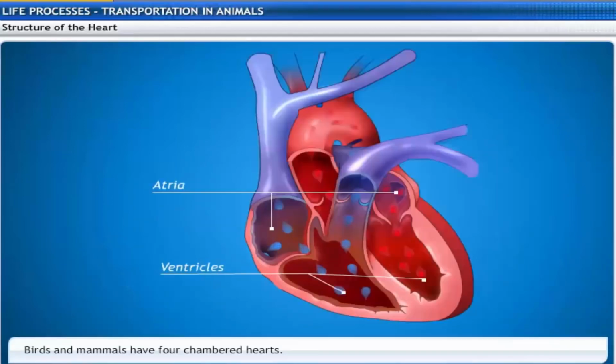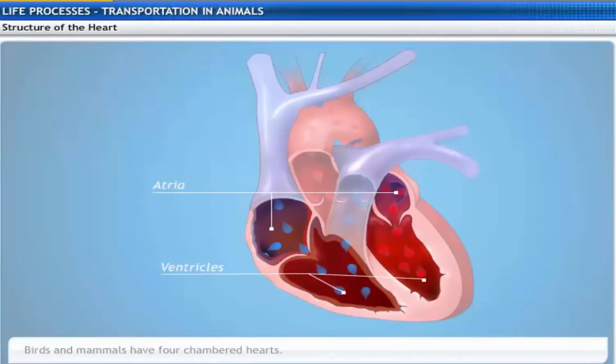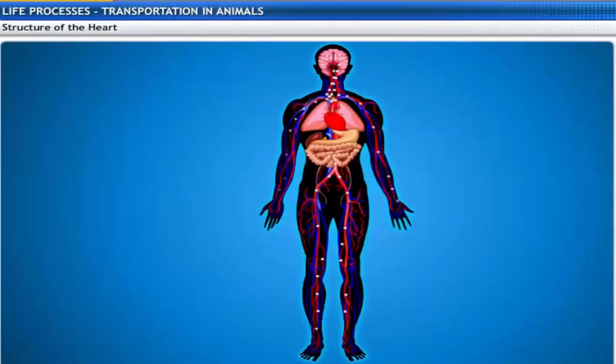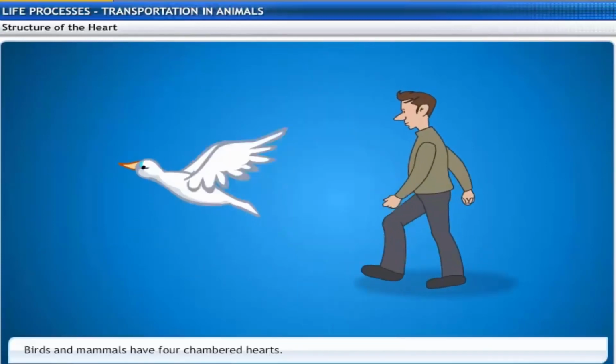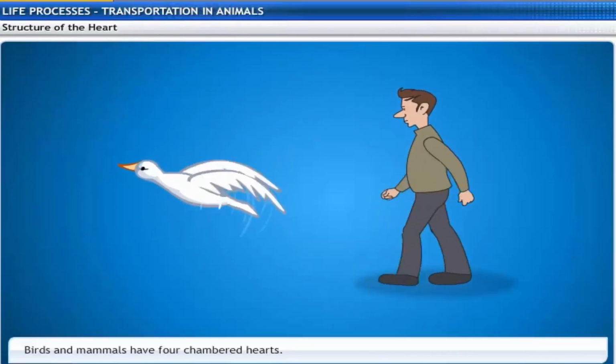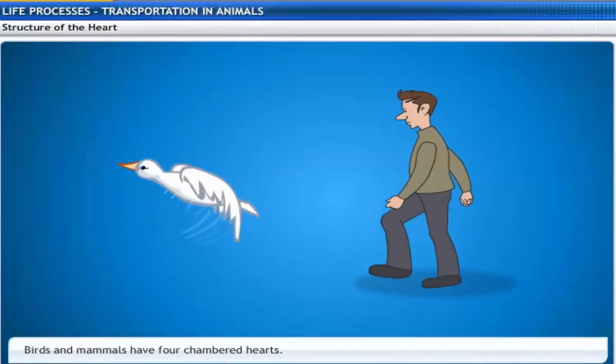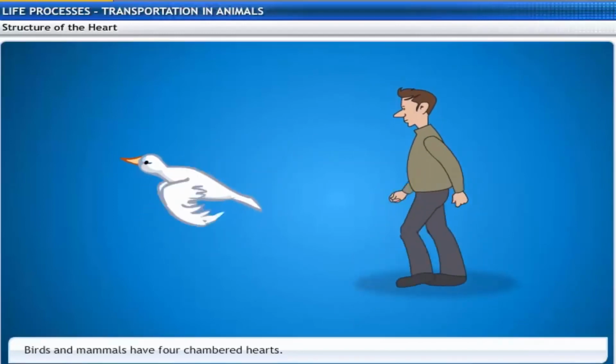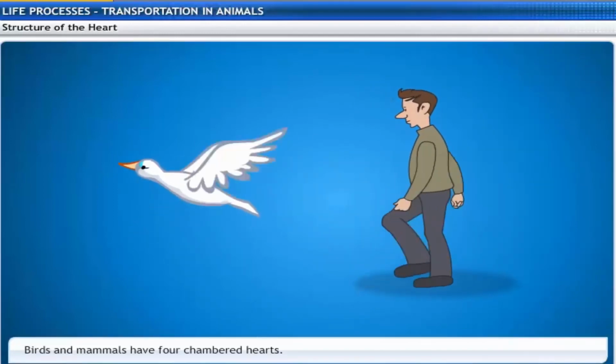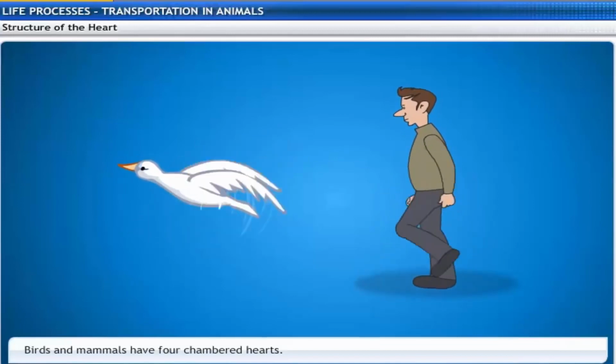The atria and ventricles are completely separated so that oxygenated blood does not mix with deoxygenated blood. Since oxygenated blood is segregated, it allows an efficient supply of oxygen to the body. This is useful in warm-blooded animals like birds and mammals who constantly use energy to maintain their body temperature.